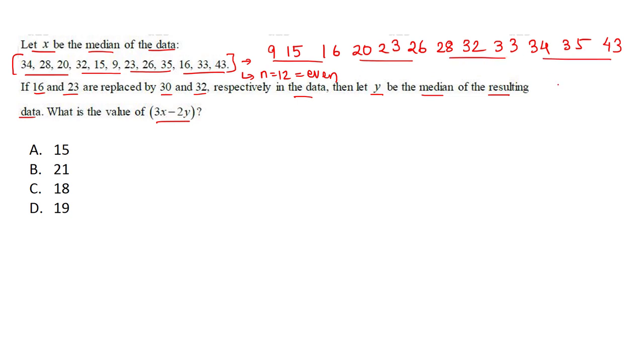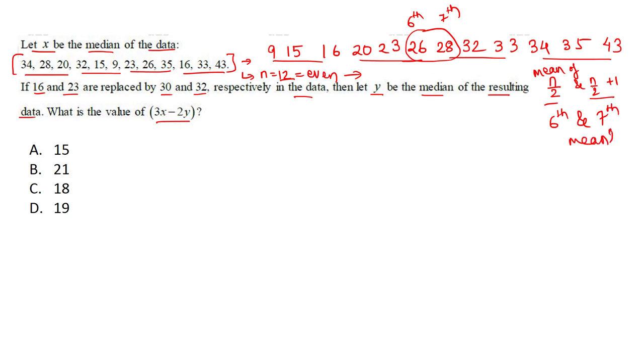The median is going to be the mean of the middle two terms. So these are the middle two terms. This is the sixth term and this is the seventh term. How did we get it? When the total number of terms is even, the median is given by the mean of the n by 2 and n by 2 plus 1th terms. So 12 divided by 2, the 6th term, and 6 plus 1, the 7th term. The average of these two terms is going to give us the median. So x is equal to the median, which is 26 plus 28 divided by 2, which comes out to be 27.